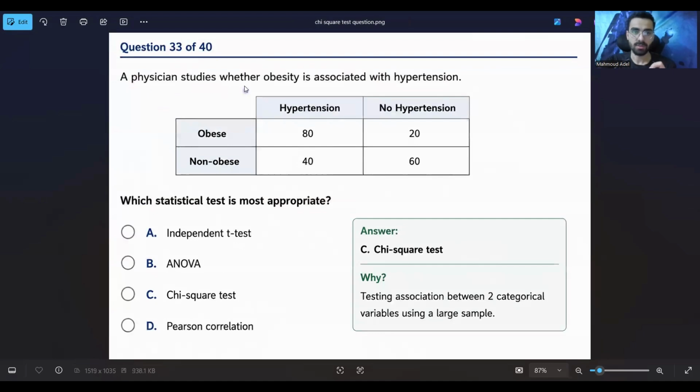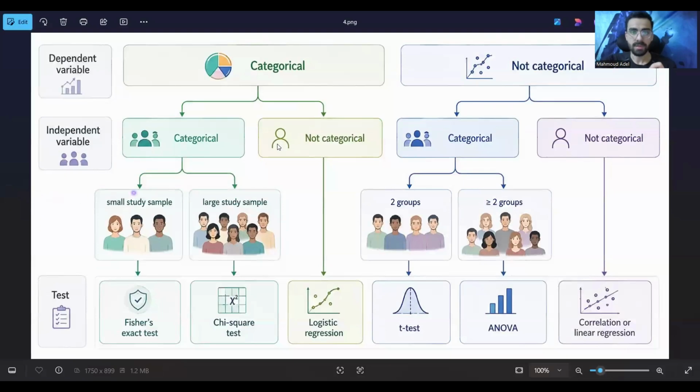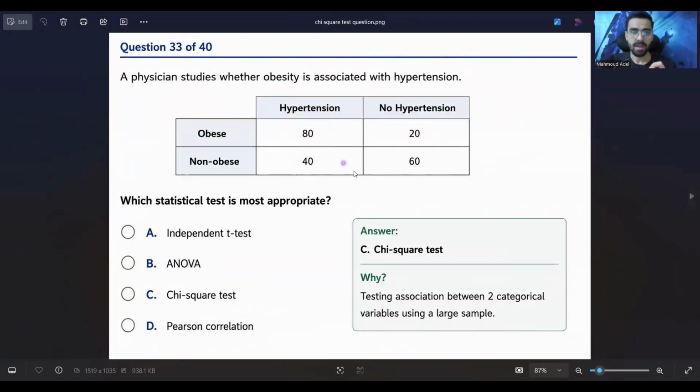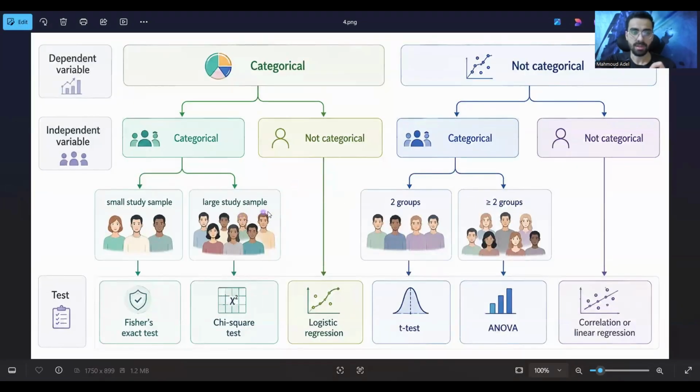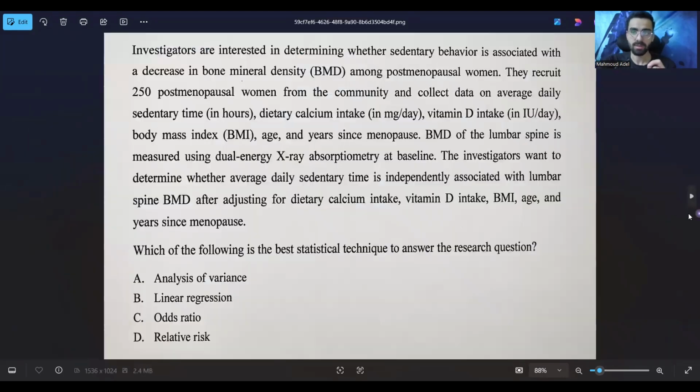A physician studies whether obesity is associated with hypertension. So you have obese, non-obese, hypertension, non-hypertension. Independent is obesity, dependent is hypertension. Categorical and categorical. Let's go to the algorithm: a categorical with a categorical, and you have a large sample. So with a large study sample, your answer is chi-square test.